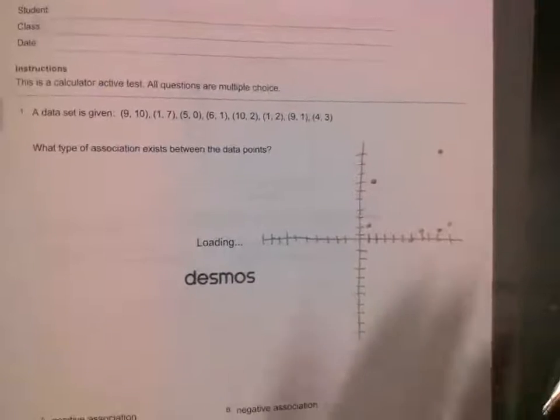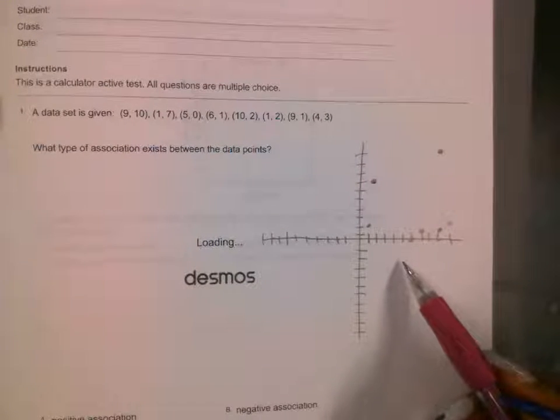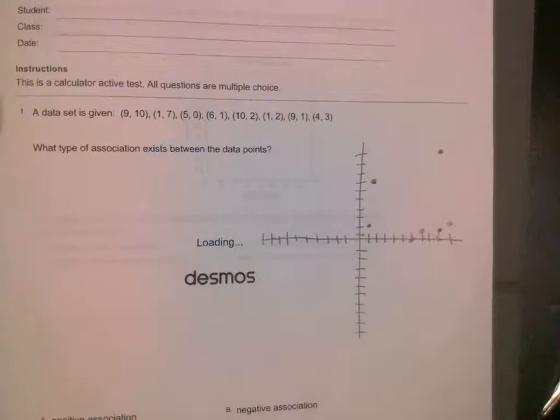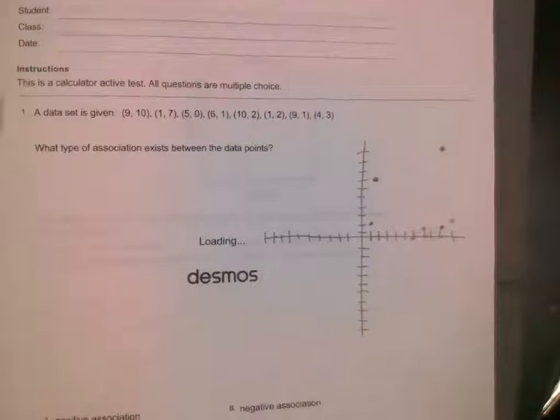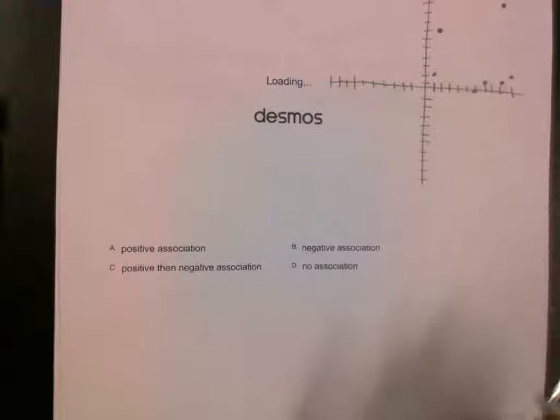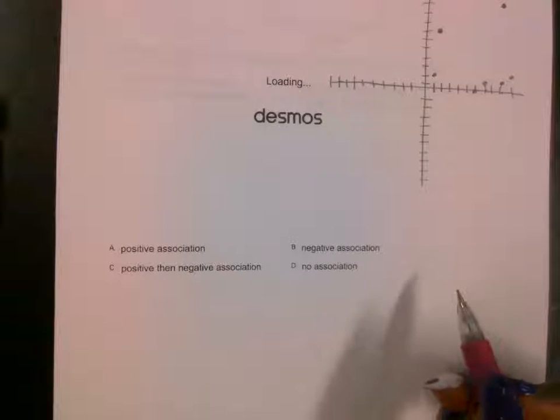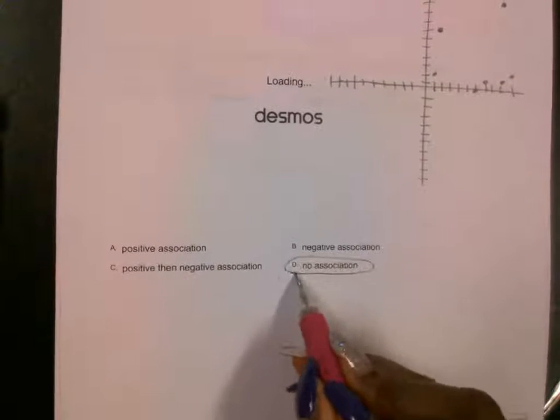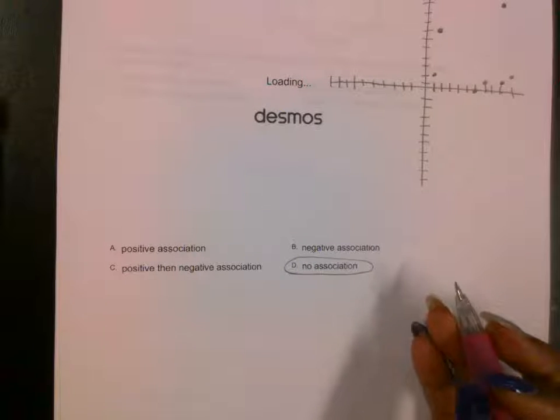All right. What kind of correlation is this? Is this a positive correlation, a negative correlation, or a no correlation? This is no. Those points are everywhere. So the answer that's closest to that is what? No association. Remember, correlation and association, they are synonyms, okay? Any questions? All right, let's go to the next.